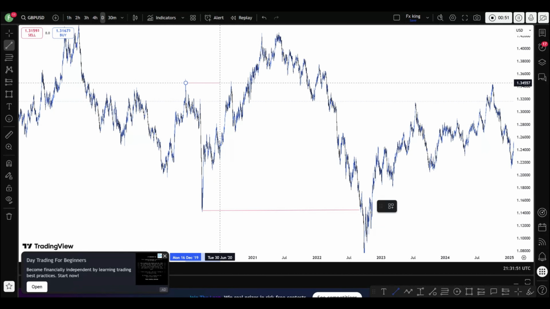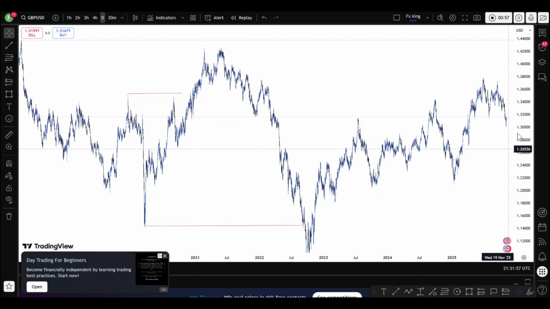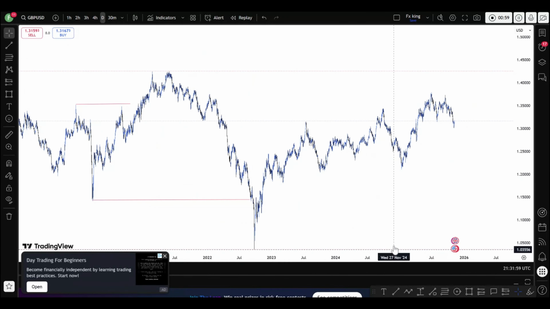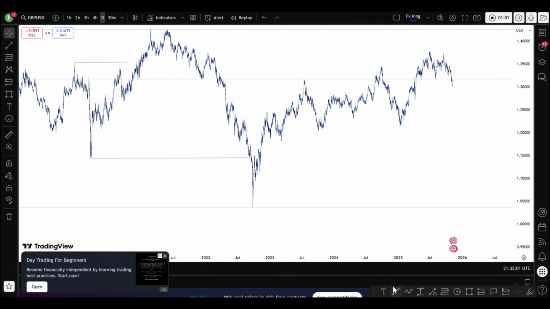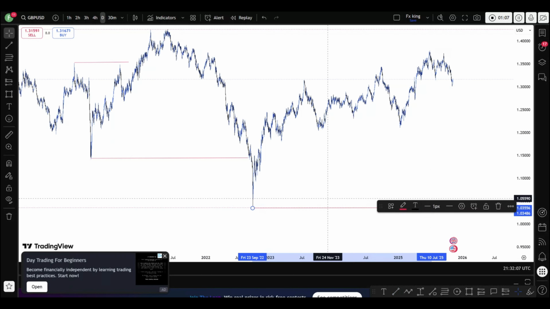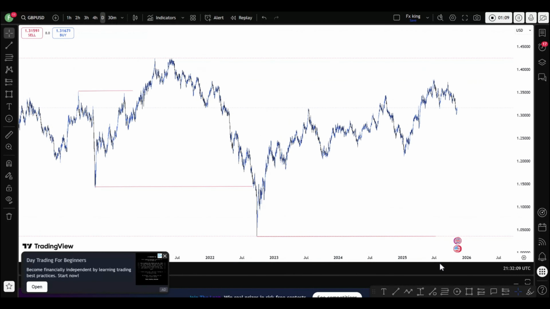We had an inducement taken out here, and we had a break of structure. Now after this break of structure, we had what we call a trading range. So this is our daily trading range. This is our week low here, and that is our strong high up here.